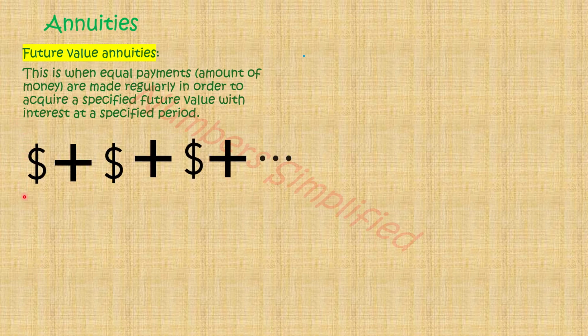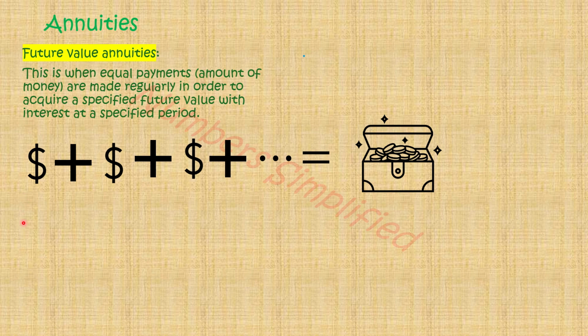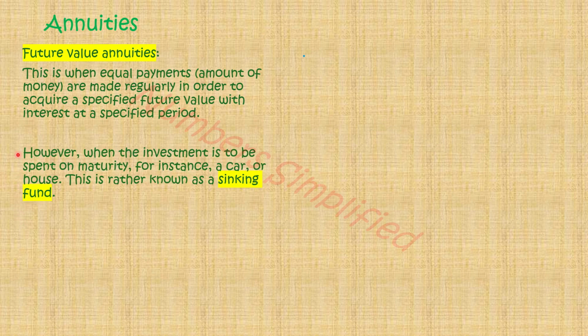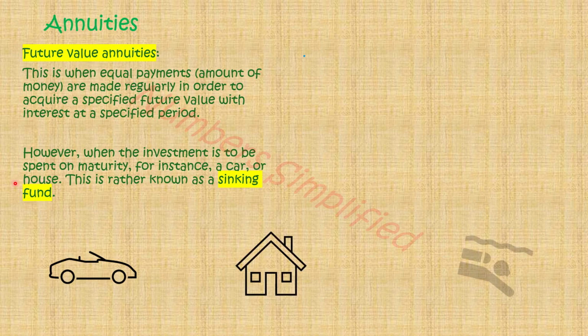So, future value annuities. What are these, you might be wondering? This is when equal payments, amount of money, are made regularly in order to acquire a specific future value with interest, of course, at a specified period. However, when the investment is to be spent on maturity, for instance, a car or house, this is rather known as a sinking fund.